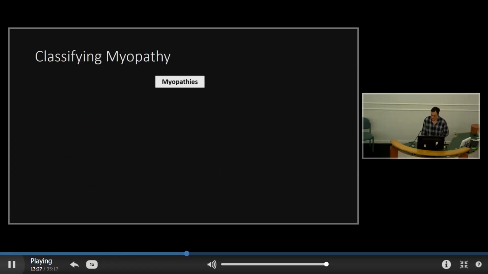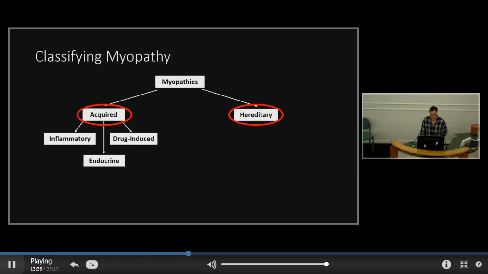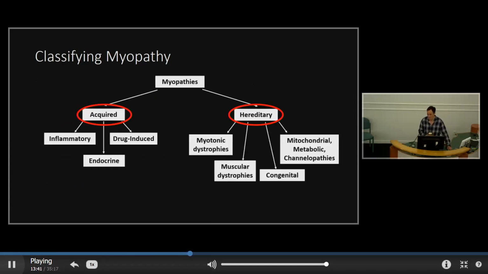Again, this is probably the most important slide of the talk. So myopathies, I prefer this way to classify them as acquired or hereditary. The acquired can go into three categories: inflammatory, endocrine, and drug-induced myopathies. The hereditary, four categories: myotonic dystrophies, muscular dystrophies, congenital myopathies, and then I lump the others together, they're all quite rare, into mitochondrial, metabolic, and channelopathies.